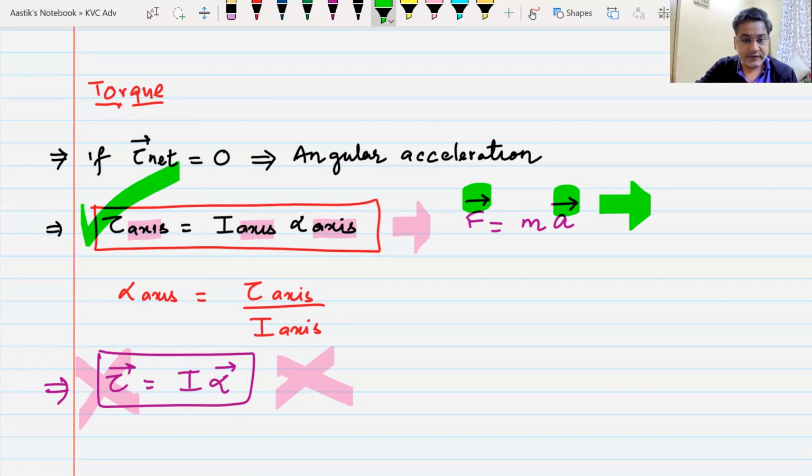So remember this whenever you are writing torque equation about any axis. This is not how you should write them. It is only written about the axis. Once you get the value of torque, then you can find the angular acceleration and then you can solve any question based on that. Okay, let me make a question and let's see if you can solve this.